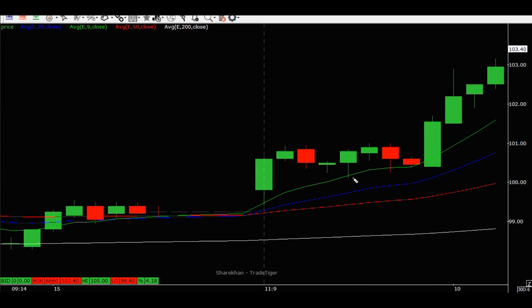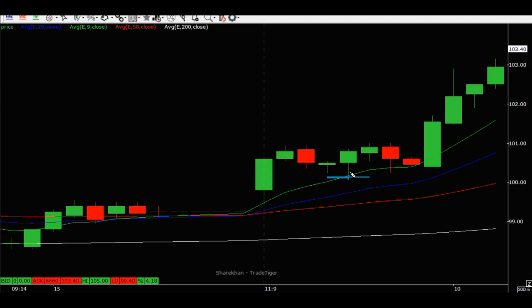Now, why is this crucial, guys? This is telling us, as we know, moving averages act as support. And if you see a bounce like this from this support level, that means buyers are entering there to support the price, because they don't want price to go lower. They want price to go higher. So they use the moving averages as entry points, and they enter at the moving average and push price higher.